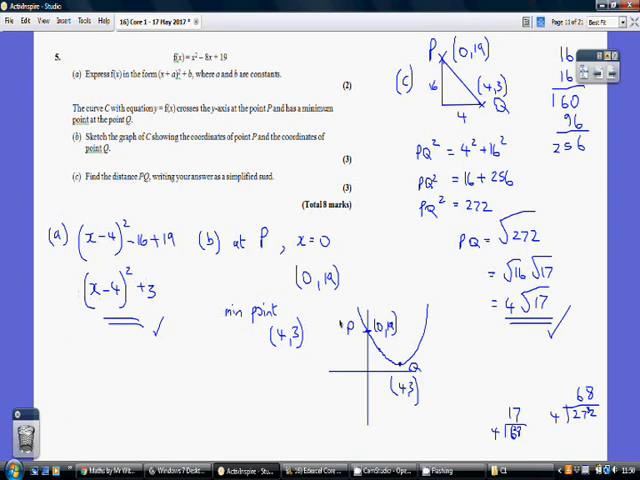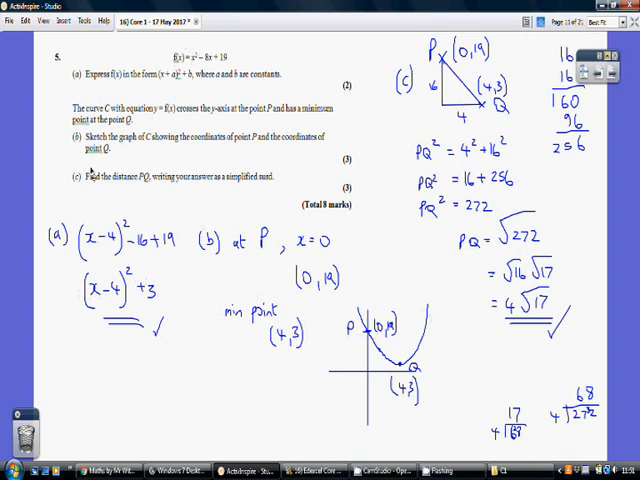Now we also need to find out P where it crosses the y-axis. The curve crosses the y-axis when x equals 0. So substituting 0 into the function, 0 minus 0 plus 19 is 19. So that's where P is. And given this quadratic has got a positive x squared, we know it's going to be a positive parabola, a smiley face shape. So that's how our graph is going to look.